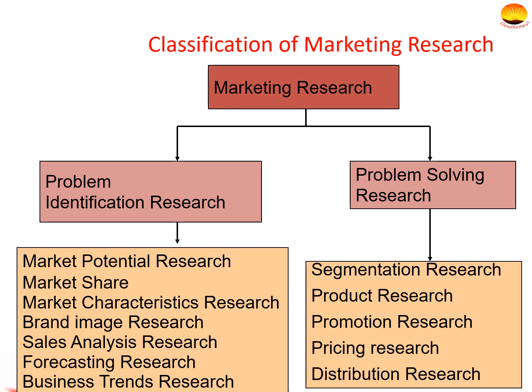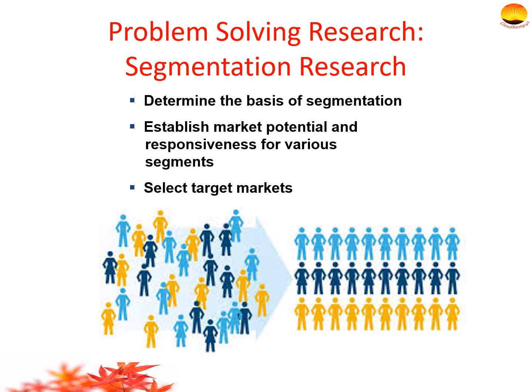Problem solving research helps us to solve various problems which the organization faces during marketing of their products and services. It includes segmentation research, product research, promotion research, pricing research, and distribution research. First is problem solving research through segmentation. Now what is market segmentation? Market segmentation is the process of dividing the market of potential customers into groups or segments based on different characteristics.